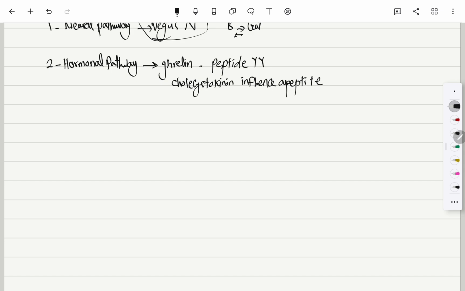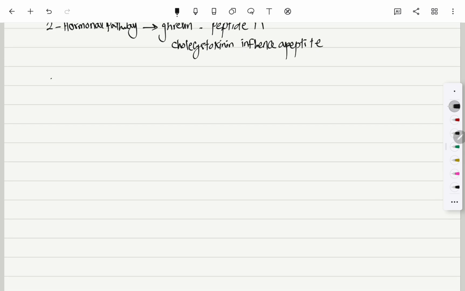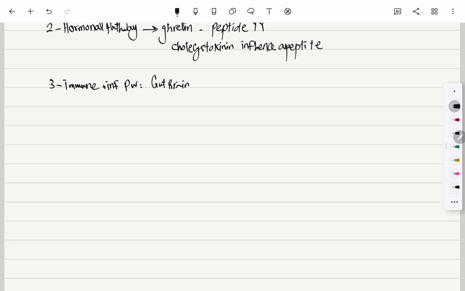Number 3, the immune and the inflammatory pathway. This is by cytokines and the immune cells, which can influence both gut and the brain. This regulation may contribute to depression and anxiety, and IBS, which is called irritable bowel syndrome.